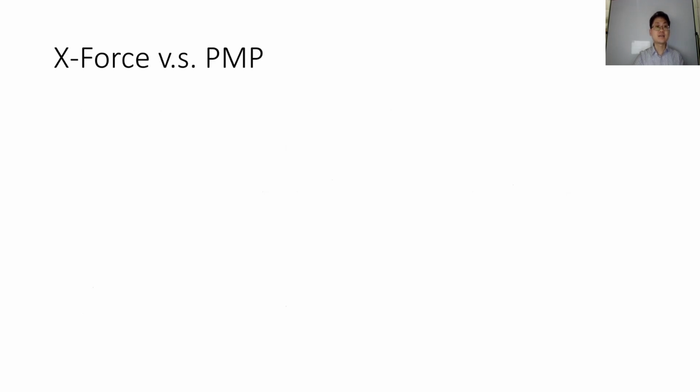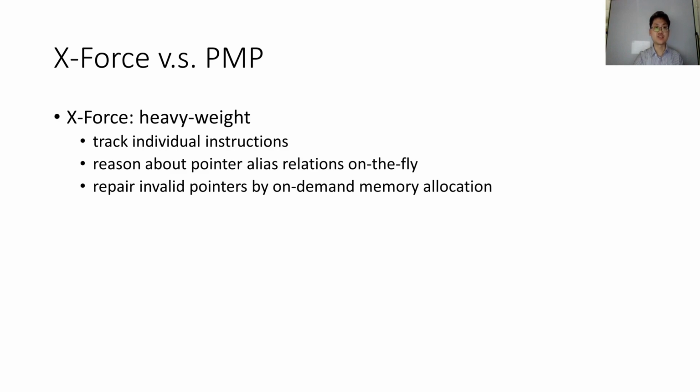There is an existing work called X-Force that implements force execution for binary executables. This is a heavyweight solution that needs to check individual instructions, reason about pointer aliases on the fly, and repair invalid pointers by on-demand memory allocation. Such a solution not only entails substantial overhead, but also is difficult to implement correctly.